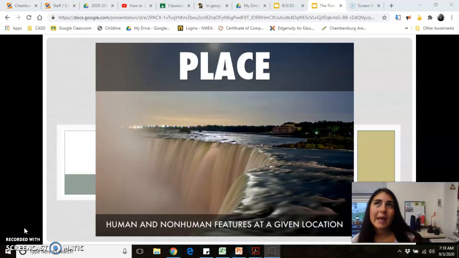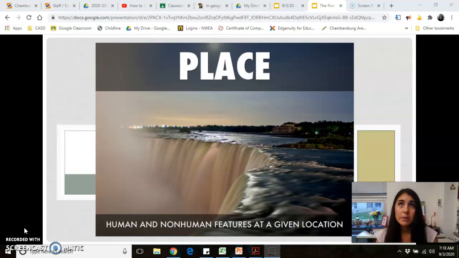Guys, so we have been talking about the five themes of geography and how they relate to our world, and how we plan on using those five themes of geography to help us learn more about our world and to learn about social studies and how to organize all of the information that we get about the different locations and places that we're going to learn about.